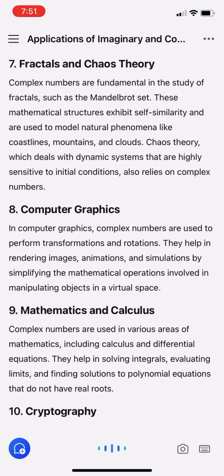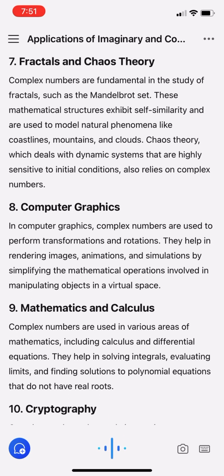7. Fractals and chaos theory. Complex numbers are fundamental in the study of fractals, such as the Mandelbrot set. These mathematical structures exhibit self-similarity and are used to model natural phenomena like coastlines, mountains, and clouds. Chaos theory, which deals with dynamic systems that are highly sensitive to initial conditions, also relies on complex numbers.